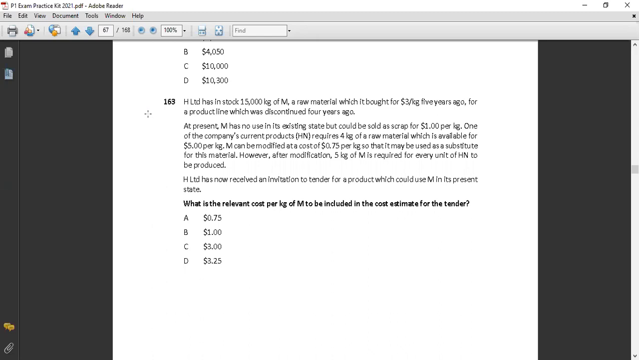M can be modified at a cost of 0.75 per kg so that it may be used as a substitute for this material. However, after modification, 5 kgs of M is required for every unit of HN to be produced. H Limited has now received an invitation to tender for a product which could use M in its present state. What is the relevant cost per kg of M to be included in the cost estimate for the tender?